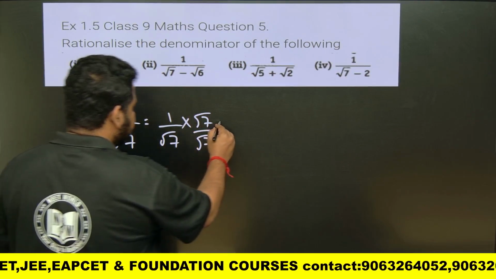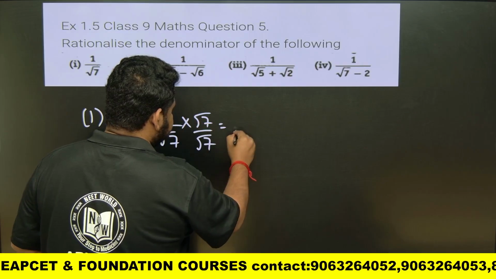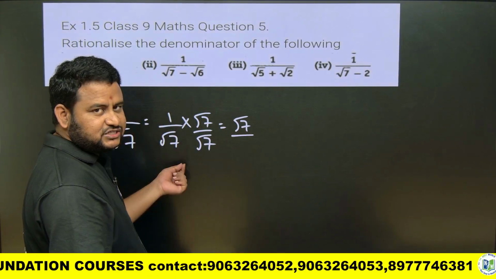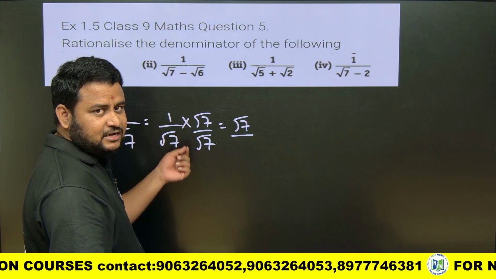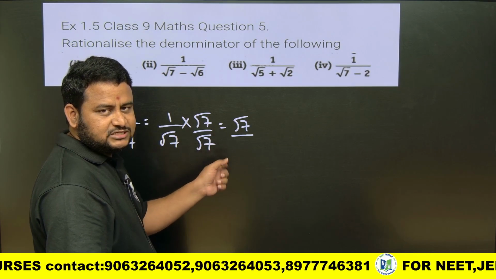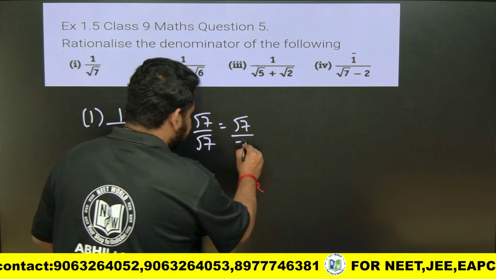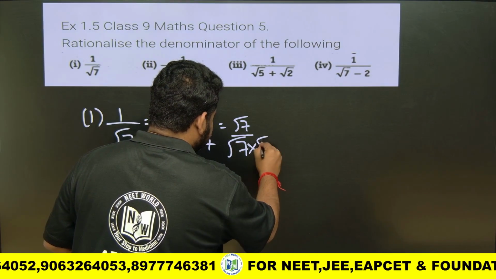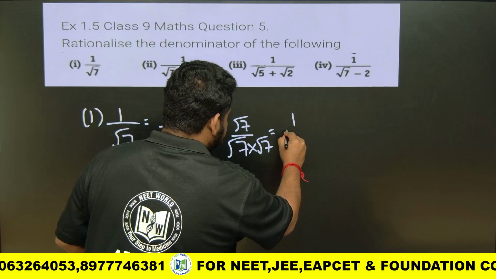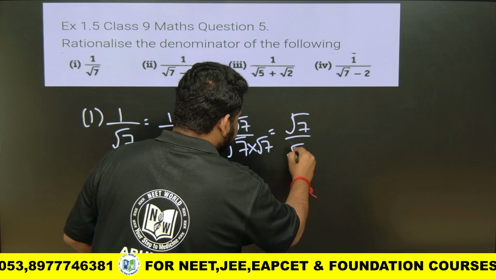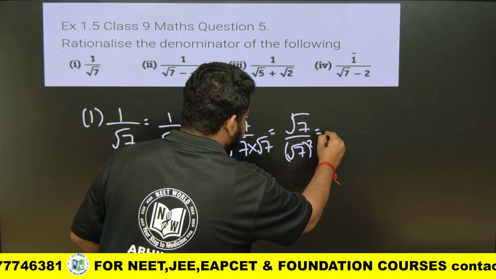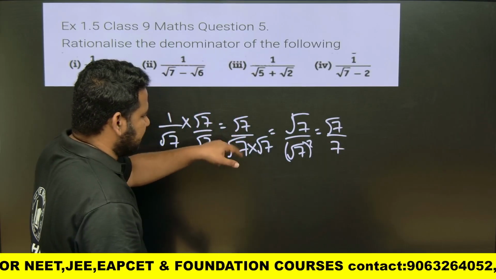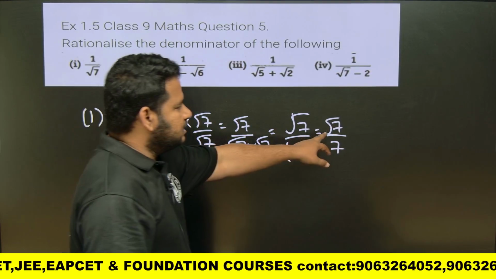So what will it become? 1 by root 7 will become 1 into root 7 is root 7, and root 7 into root 7 is, friends, we have learnt that if the same irrational number is there, it will become square root of 7 into 7, that is square root of 7 square, that is nothing but 7. I will write one more step: root 7 by root 7 whole square. That will become root 7 by 7. We should not cancel like this. If you cancel again, you will get the same thing. So root 7 by 7.